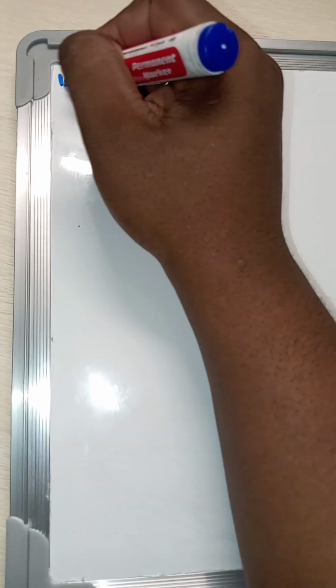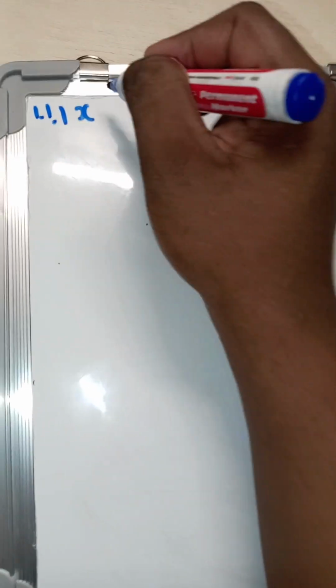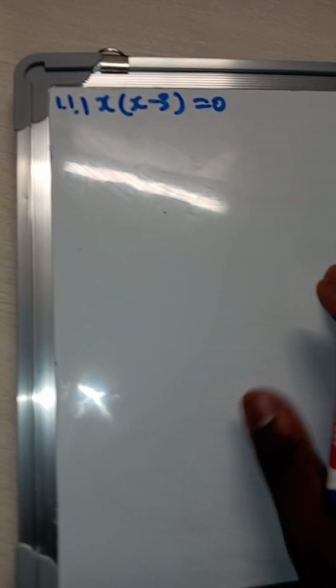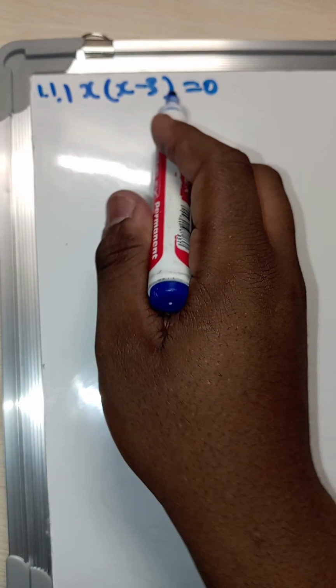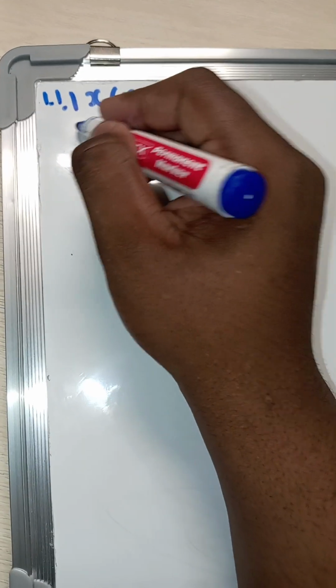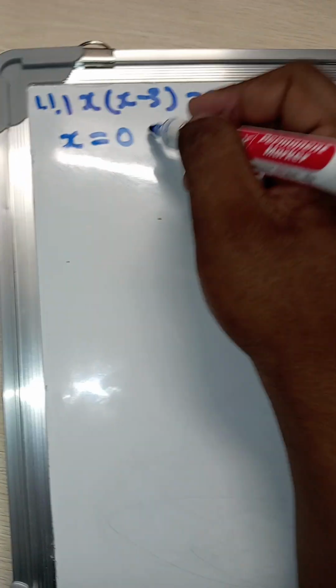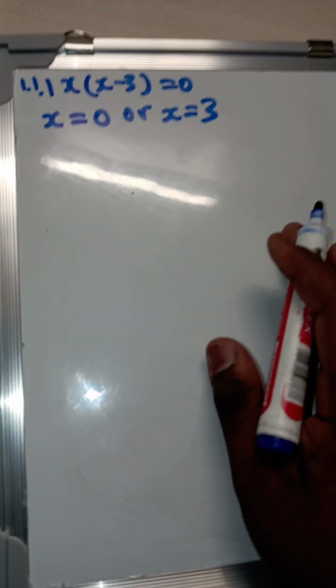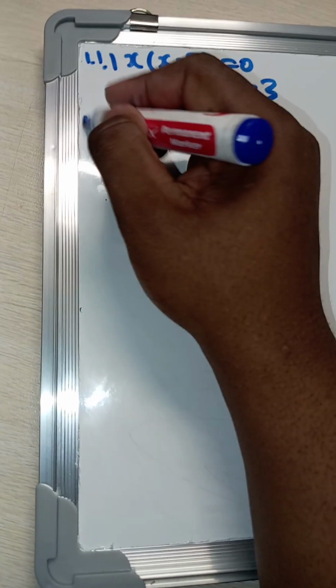Now 1.1.1 says we must solve for x, whereby we have x(x minus 3) equals 0. So obviously you know that whenever it is like that, it is already factorized for you. So basically this means that x is equal to 0 or x is equal to 3. Okay, that's how it is.